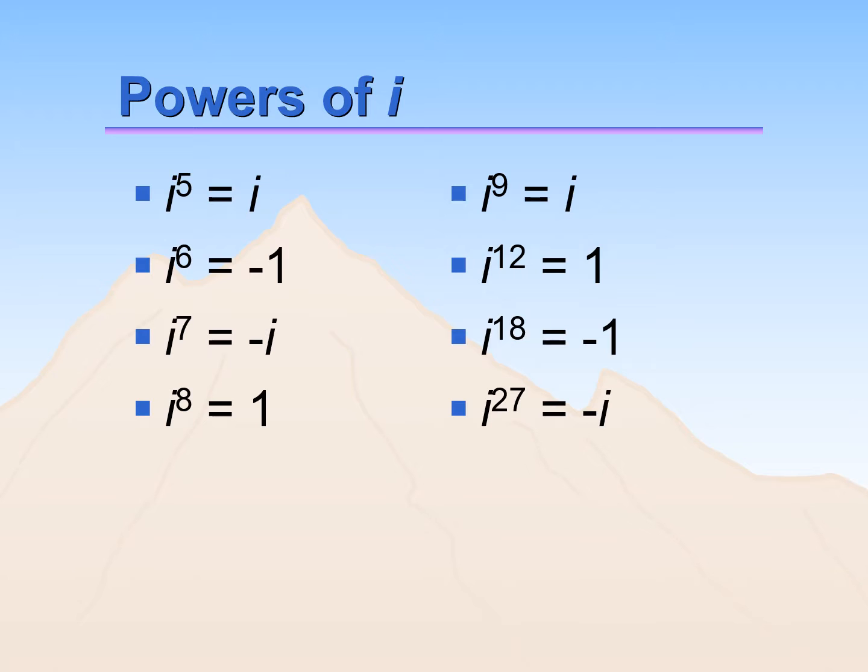Because it follows that pattern, we can actually get the power of i for any power. It can be a really high power, just by recognizing that if it is a multiple of 4, then it's going to be 1. And if it's a multiple of 4 with a remainder of 1, it will be i. If it's a multiple of 4 with a remainder of 2, it's going to be -1. And if the power is a multiple of 4 with a remainder of 3, it's going to be -i. So it follows that pattern.